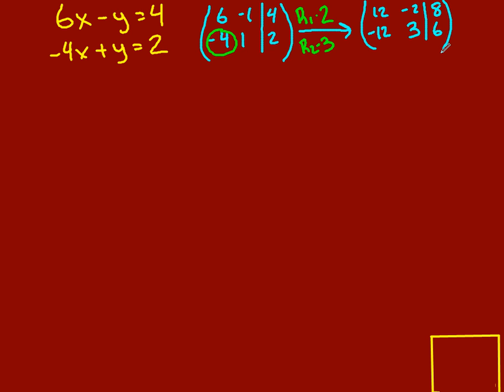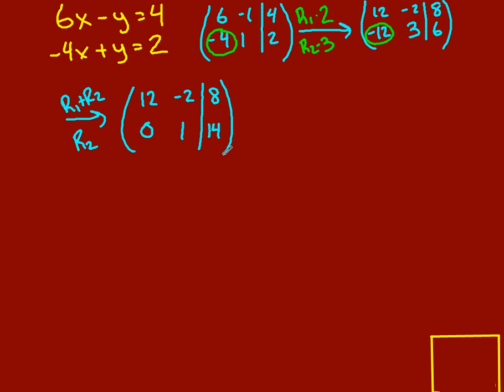Now I'm going to be able to eliminate because I want to turn that into a 0 and I have the same numbers to work with, 12 and -12. So I'm going to add my two rows, row 1 and row 2, and plug it into row 2 because that's where I want to eliminate. So my top row is 12, -2, and 8. My bottom row is going to be 0, 1, and this guy should be a 14.